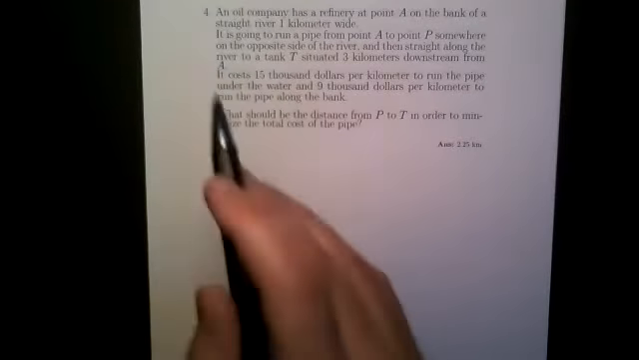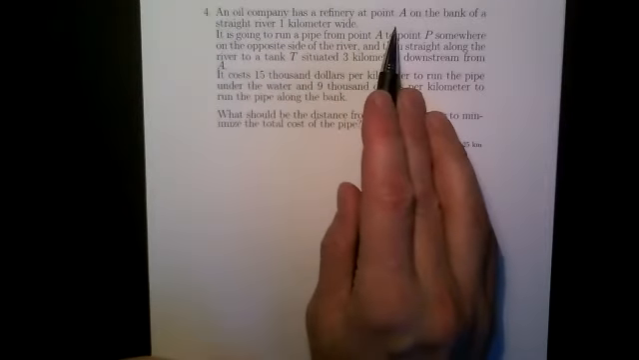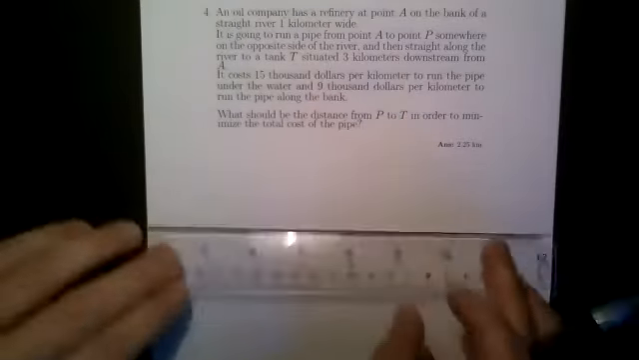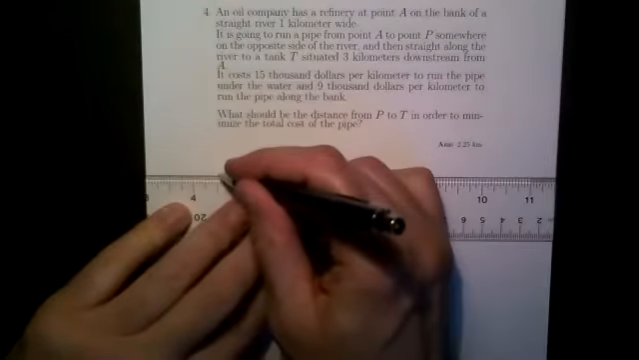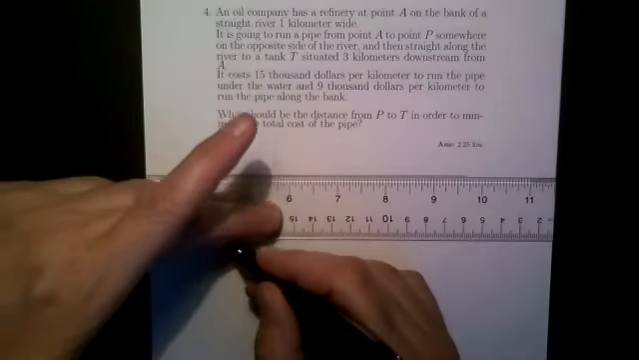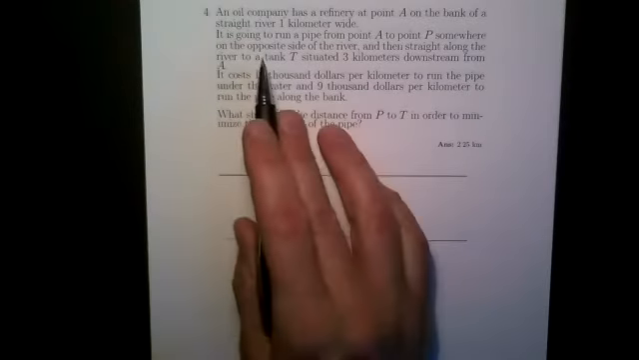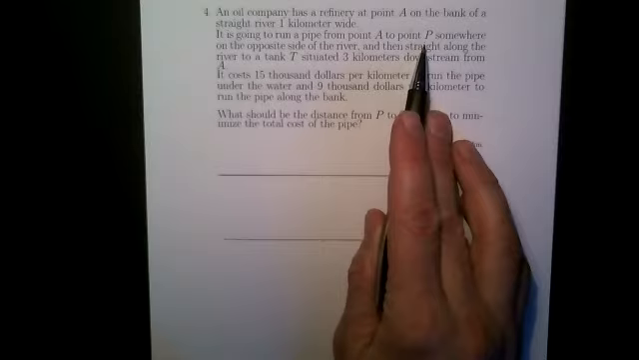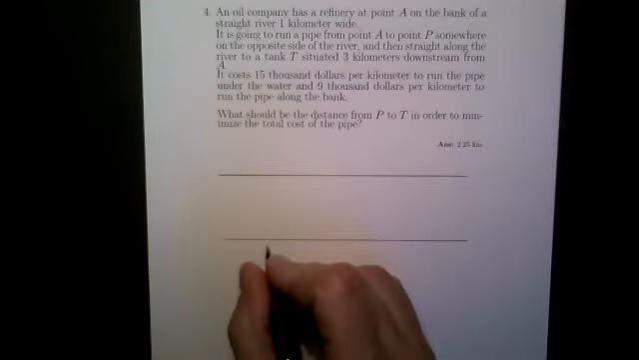Okay, so here's an optimization problem. An oil company has a refinery at a point A on the bank of a straight river 1 kilometer wide. So I have a river that is 1 kilometer wide. And it's going to run a pipe from point A to point P, somewhere on the opposite side of the river.